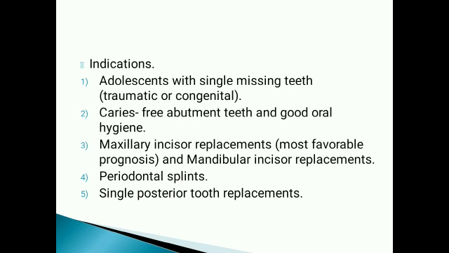Coming to the indications: adolescents with a single missing tooth, traumatic or congenital, caries-free abutment teeth and good oral hygiene, maxillary incisor replacement in the most favorable prognosis, and mandibular incisor replacement, periodontal splints, single posterior tooth replacement, and prolonging placement of an interim prosthesis prior to augmented surgical procedures like craniofacial anomalies.